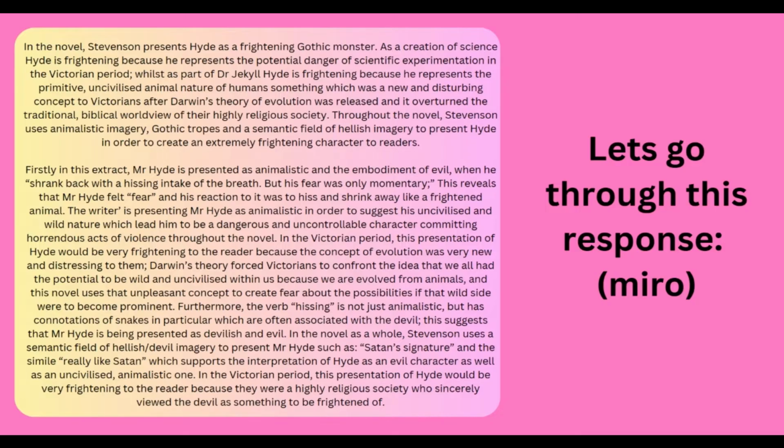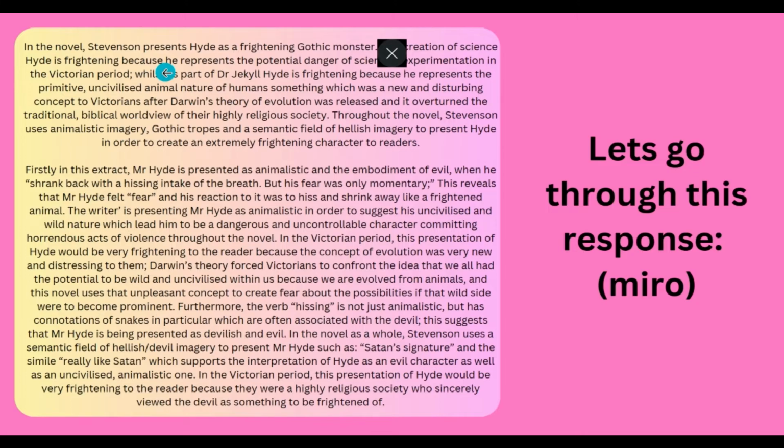Throughout the novel, Stevenson uses animalistic imagery, Gothic tropes, and a semantic field of hellish imagery to present Hyde in order to create an extremely frightening character to readers. So, this is the introduction, and this is what students actually tend to do towards the end. By putting it at the end, you can see here, throughout the novel, Stevenson uses point 1, point 2, and point 3. Now, this isn't necessary, and examiners actually prefer it if you don't do that because you do not have to be forced to outline the 3 points. Instead, I would say just deal with the main theme of whatever the question is.